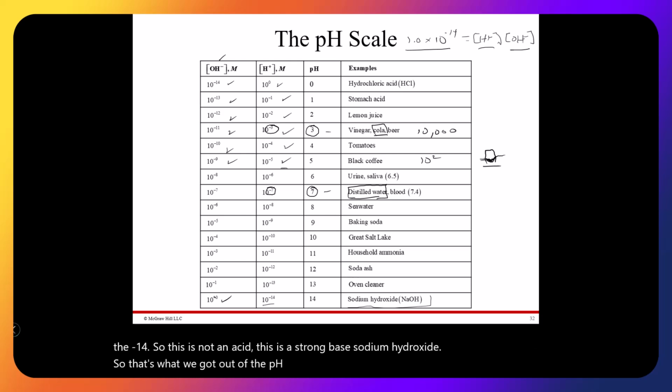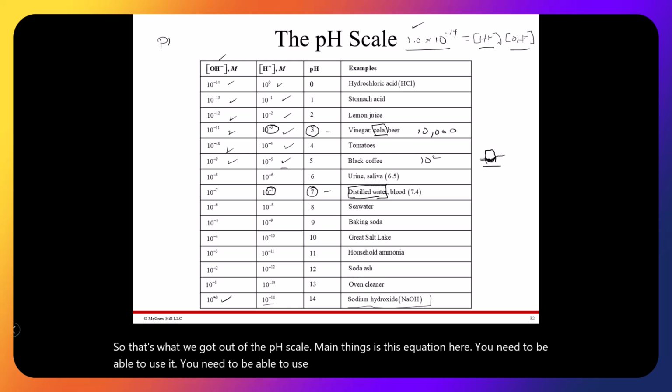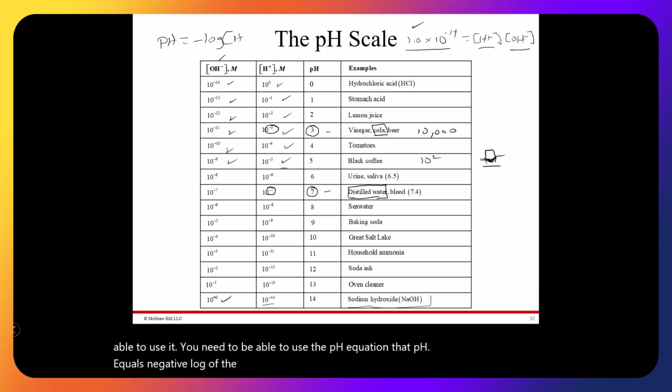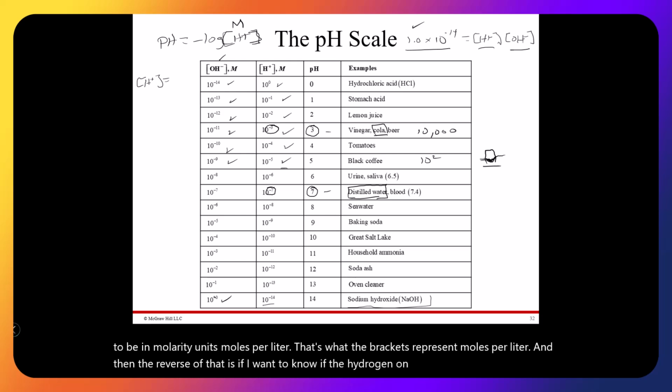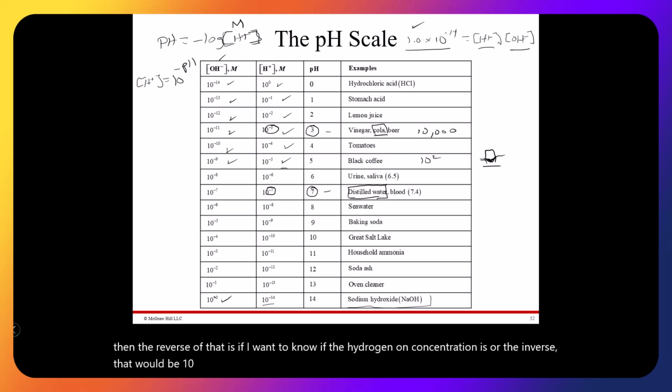The main thing is this equation here. You need to be able to use the pH equation, that pH equals negative log of the hydrogen ion concentration. That hydrogen ion concentration has to be in molarity units, moles per liter. That's what the brackets represent, moles per liter. And then the reverse of that, if I want to know what the hydrogen ion concentration is, that would be 10 raised to the negative pH. So that's just a few of the equations you need in order to do that section of this chapter.